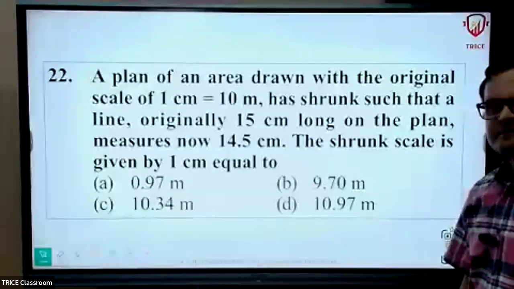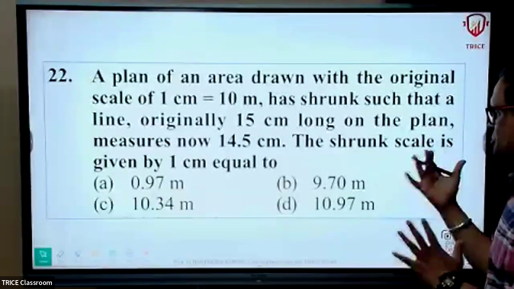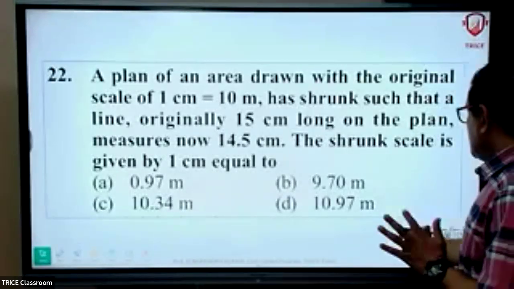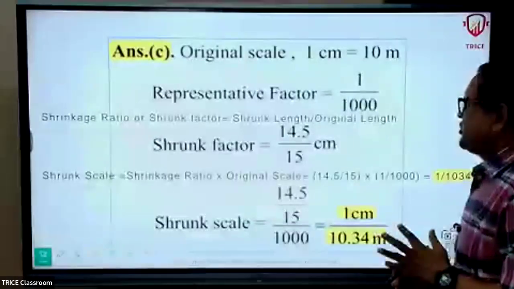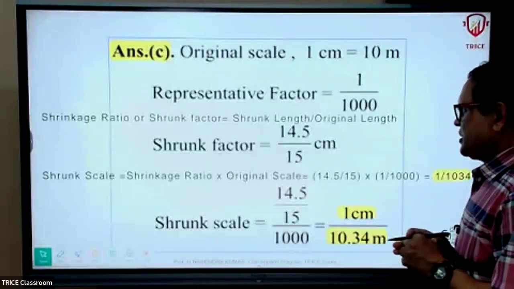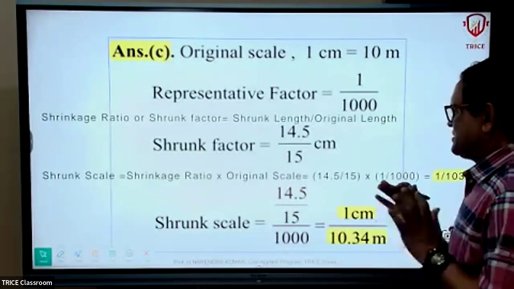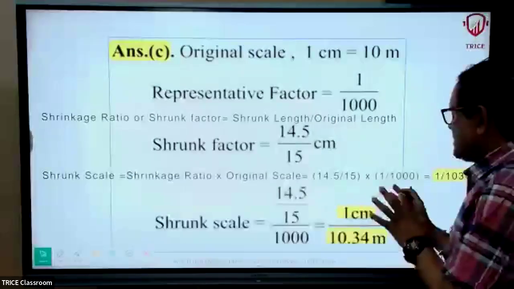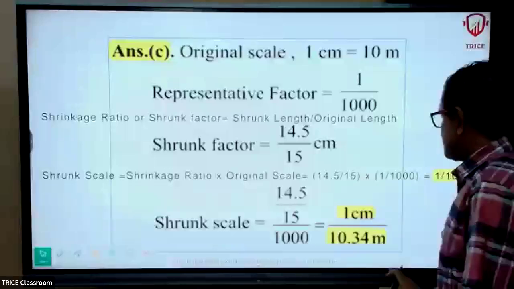10.3. Right. So you should know the conversion of scale into RF and also the relationship between shrinkage ratio, shrunk length, original length, and also shrunk scale. Make a note of all these things. If you are comfortable with these equations, any problem on the shrunk scale can be easily solved.